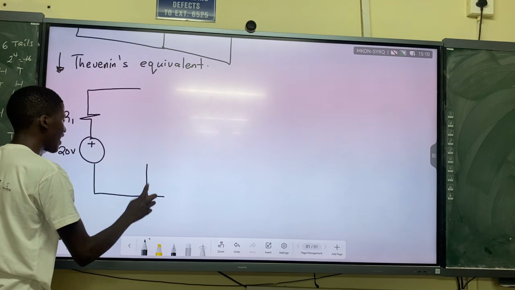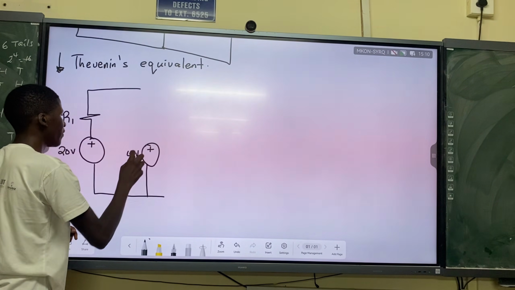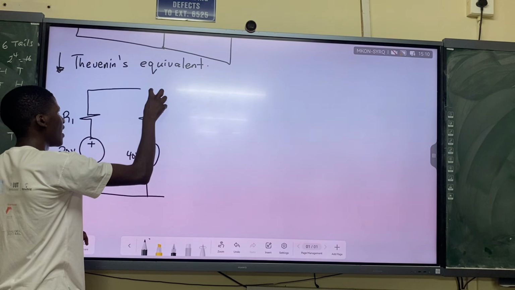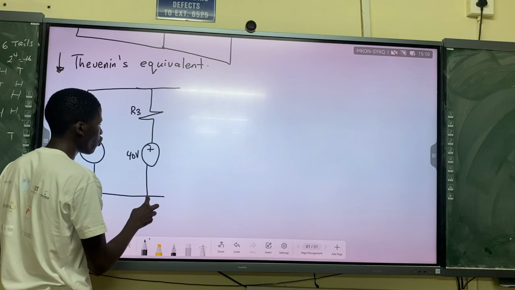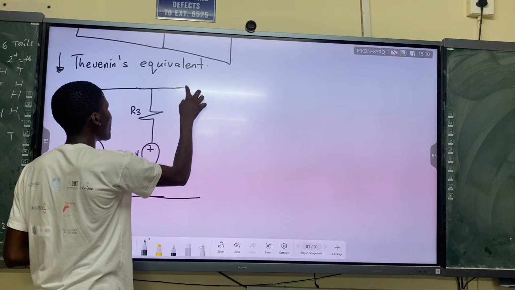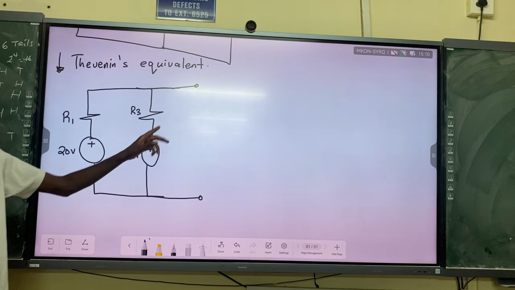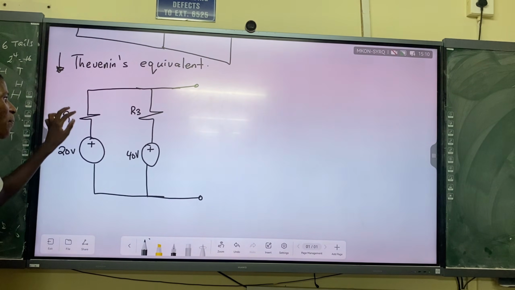So we are going to rearrange the voltage source here, and then we are going to say that this is 40 volts, and it is aligned with resistor R3. And then what are we going to do? We are going to open our circuit. So when we are putting this around here, it means that we are opening the circuit.